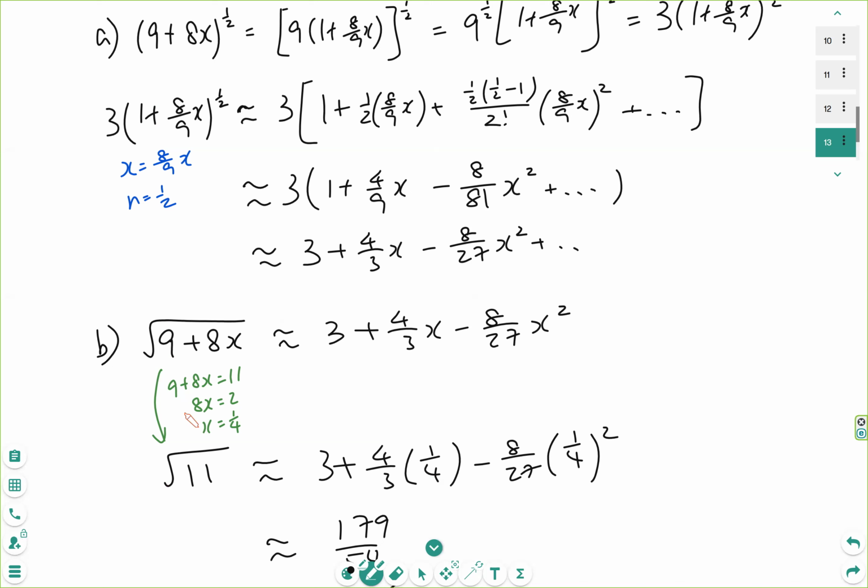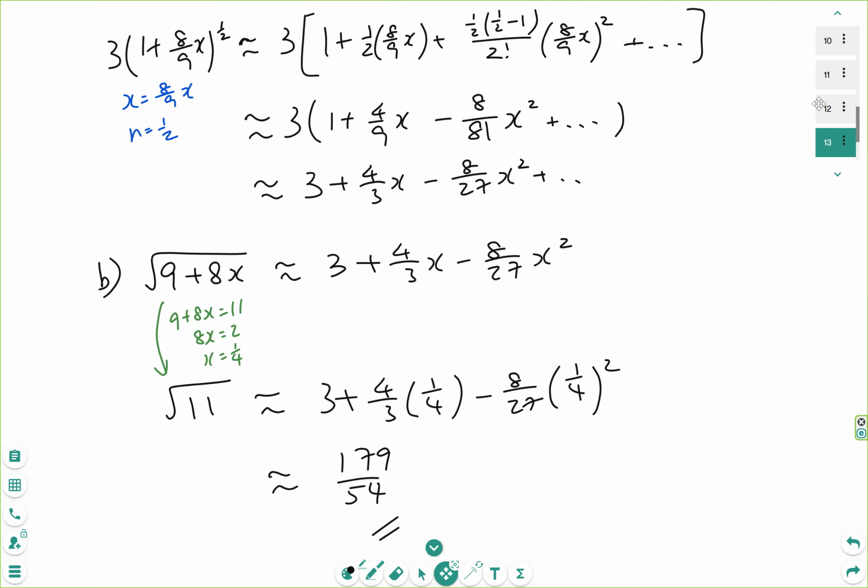That means there's nothing to do with it. The difference is what's inside: 9 plus 8x, and 11. So we want to make them equal, and you find x equals a quarter. Once you find x equals a quarter, we substitute into the right hand side, and you get 179 over 54. And I believe that's the end of 4.2.